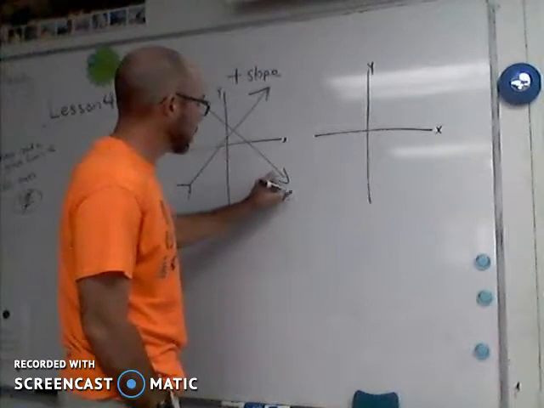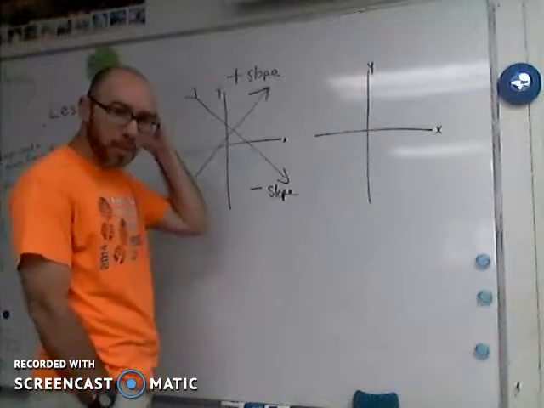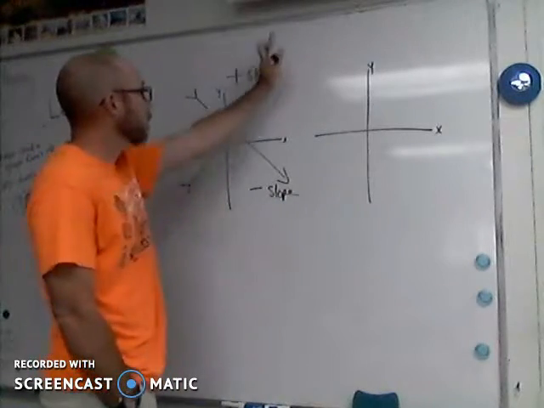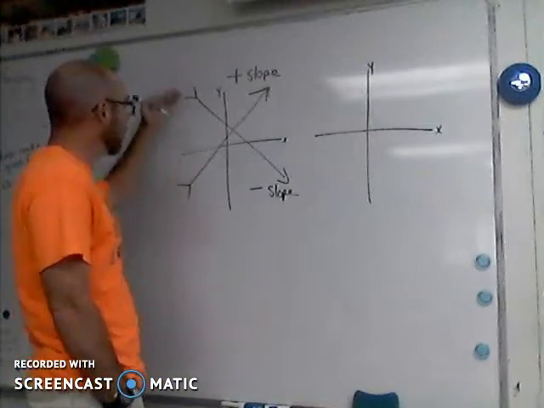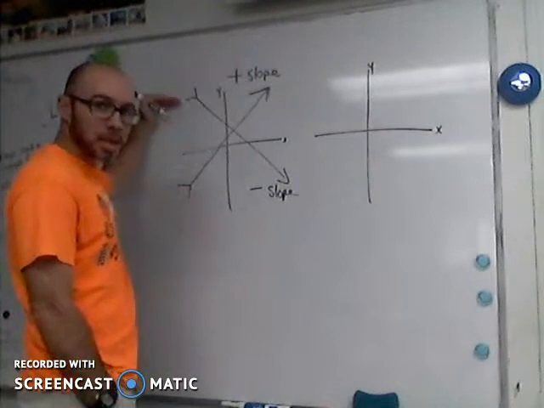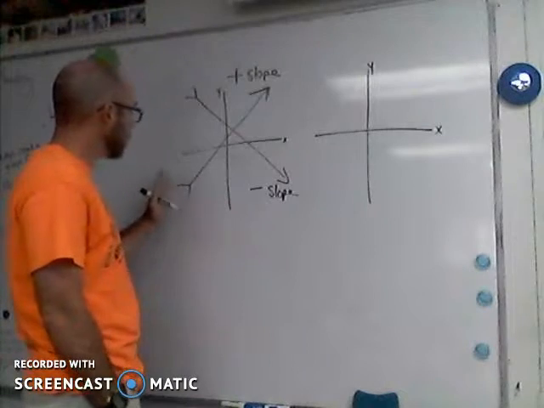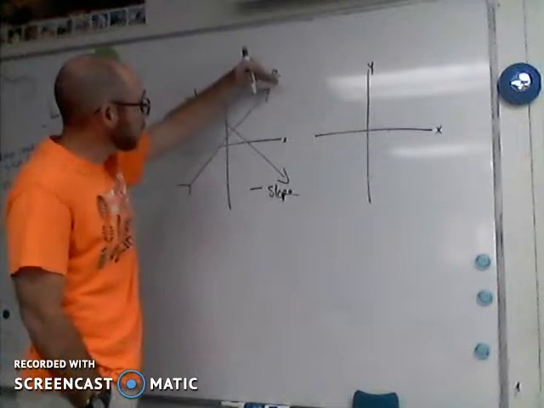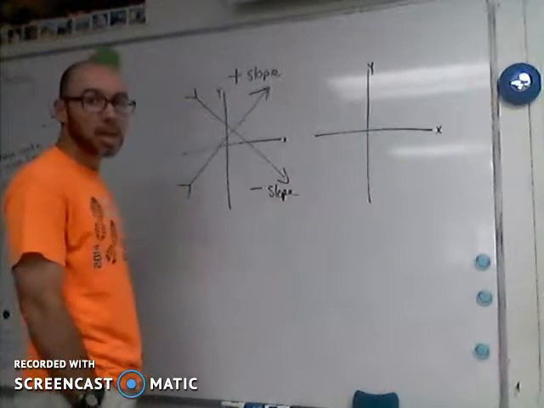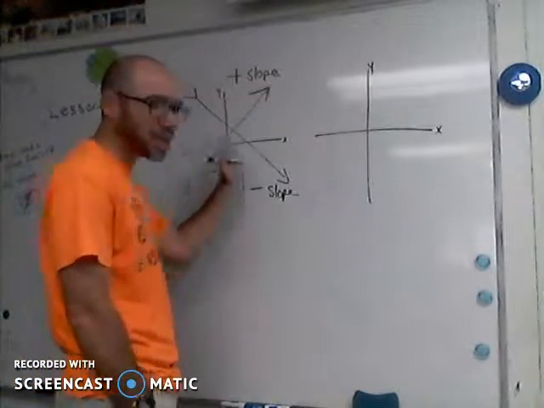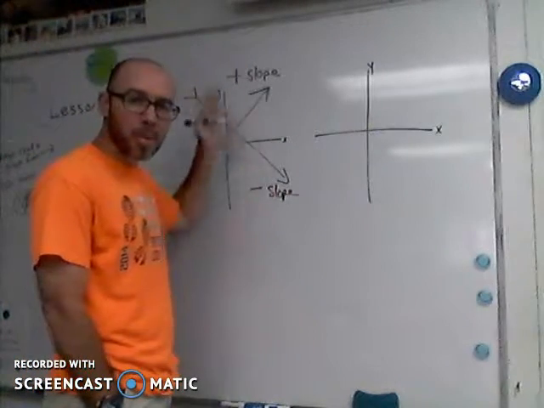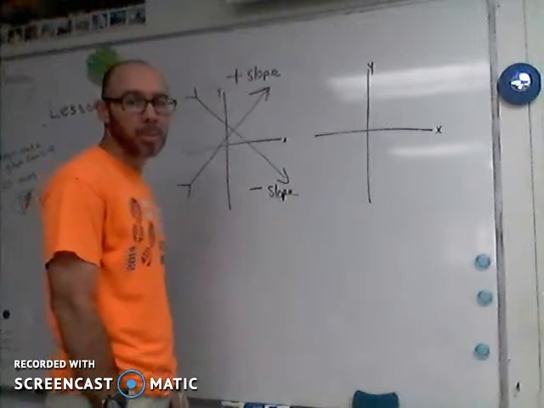Okay, so that's how we identify it. If I'm going downhill from left to right, negative slope. I'm going uphill from left to right, I'm going a positive slope. Because the y is decreasing as the x is increasing. And here the y is increasing as the x is increasing as well. X always increases, and then we look at what's happening with the y part.